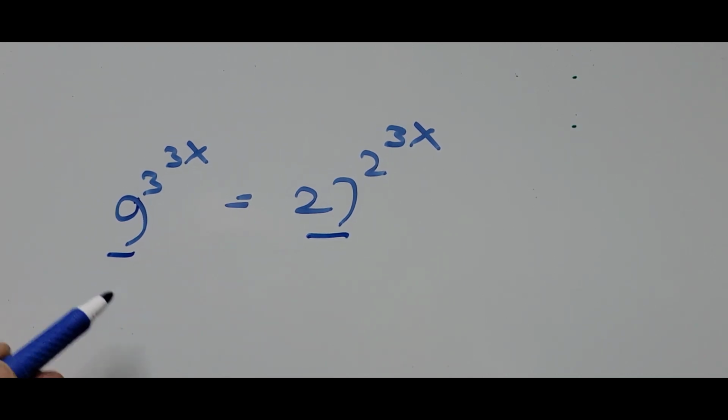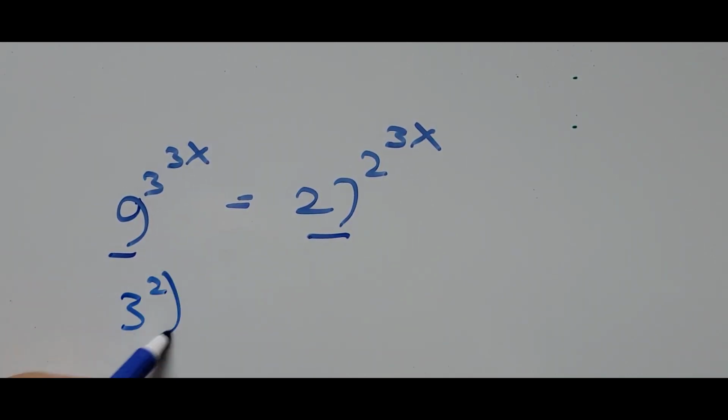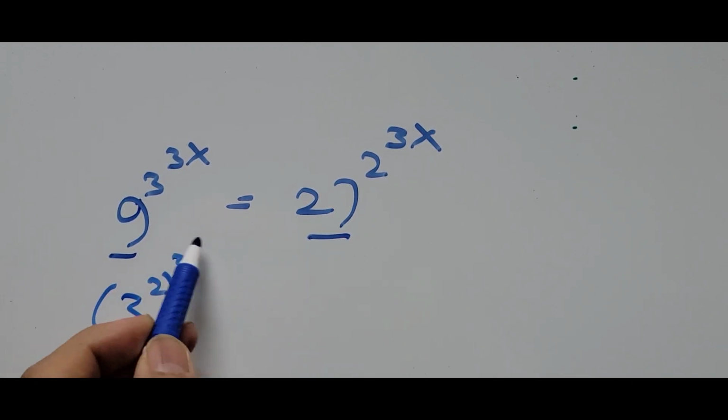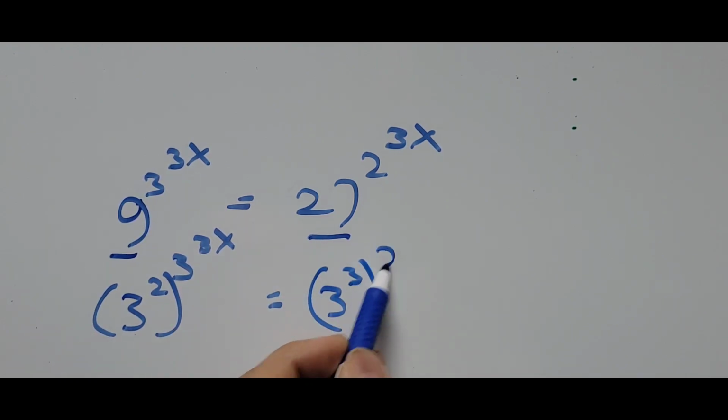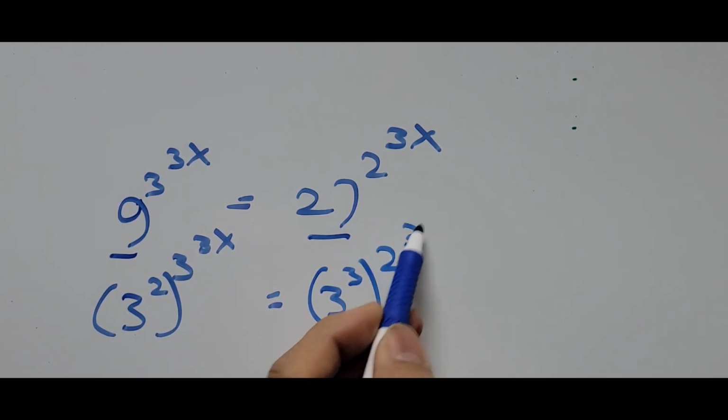So this is now 9, which could be written as 3 squared, to the power of 3 to the power of 3x. On the right side of the equation, 27 could be written as 3 to the third power, raised to the second power, raised to the 3x.